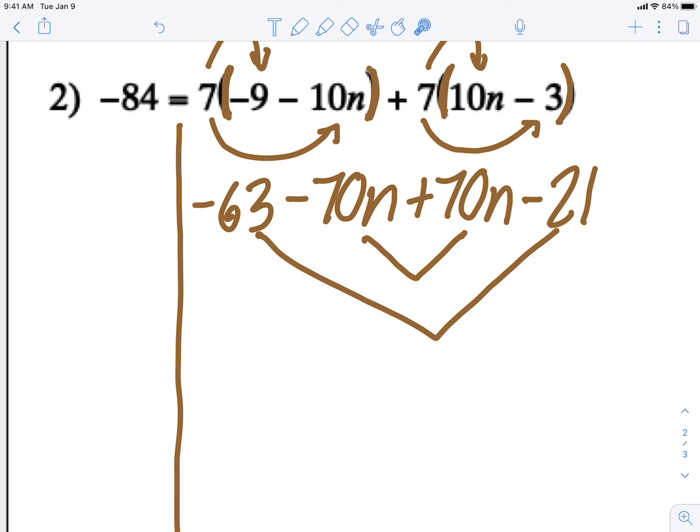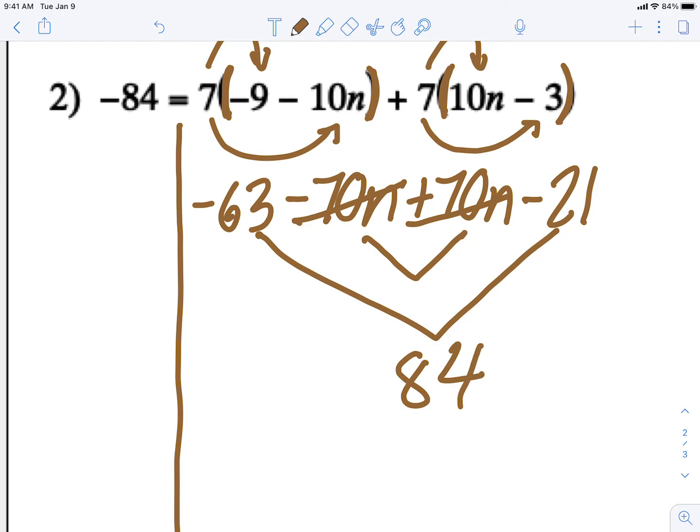So I'm going to say these two first. So negative 70n plus 70n are not the same signs. One's negative, one's positive. So I have to subtract. So 70 minus 70 is 0. Gone. So this and that cancel out. Right? So now I'm going to do this one here. Negative 63 and negative 21 are the same signs. So we're going to add. 63 plus 21 is 84.